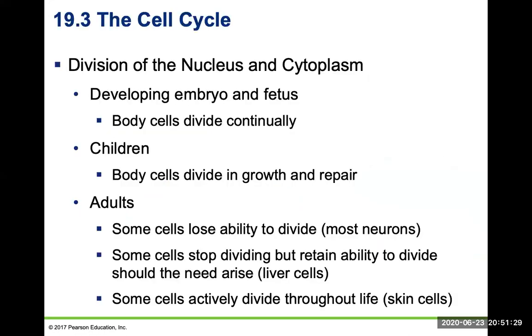The division of the nucleus and the cytoplasm happens during the development of the embryo and fetus, where the body cells are dividing continually. It also happens in children for growth and repair. However, when you get to adulthood, some of the cells lose their ability to divide, like your neurons. Some cells stop dividing but retain that ability, like your liver cells, but some cells actively continue dividing throughout your life.